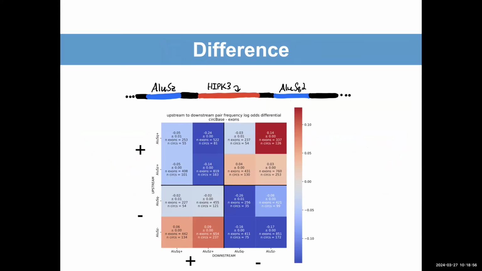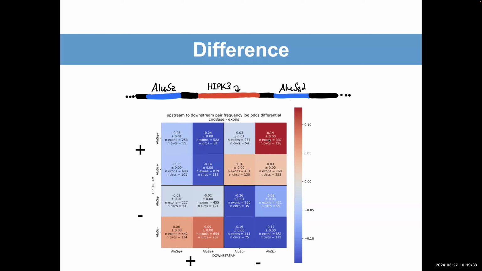But I wanted to go back to our HIPK3 example here and show you the probabilities, because HIPK3 is not the only example of an ALU-SZ type ALU that's upstream of an ALU-SQ. In fact, there are hundreds of them. I asked Colin to include the numbers in here. This gives you an idea of just how common this setup is. And what we can see when we set this up this way, here we're looking at the log odds ratio. Up here are the 2+ orientation on the upstream, and down here are the 2- orientation on the downstream. So these are PALUs in these two corners, and these are LALUs.